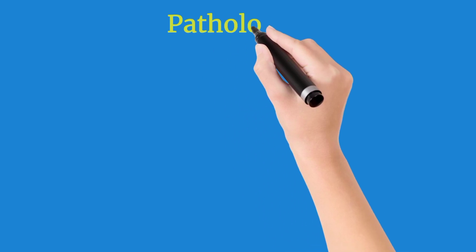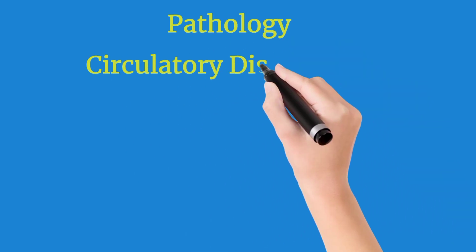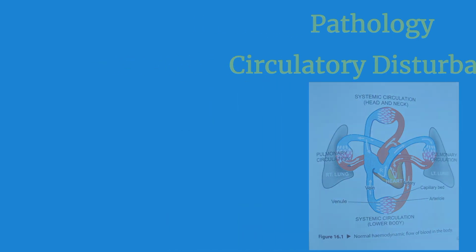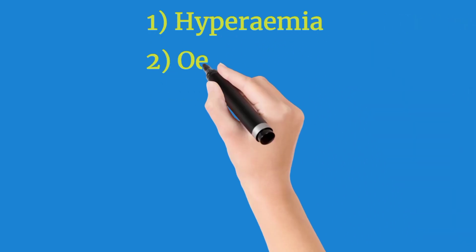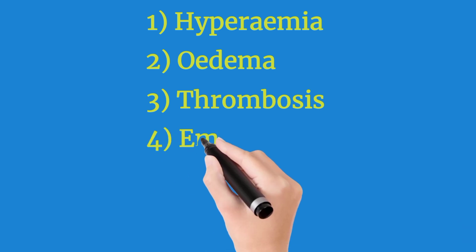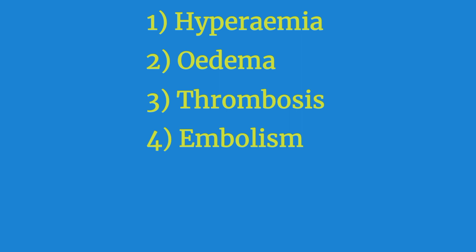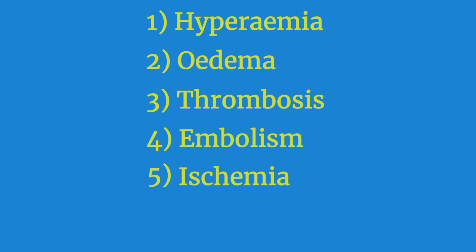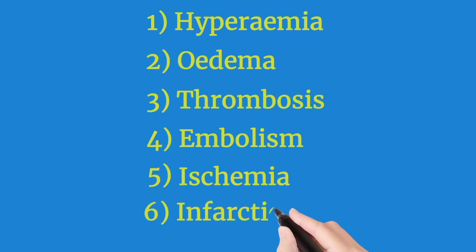Everyone, today we are going to study pathology and our topic is circulatory disturbances. Firstly, we will see what we will study inside this topic, the content of this topic. First one is hyperemia. Second, we will study edema. Thirdly, we will study thrombosis and then embolism and then ischemia and infarction. But today we are going to discuss hyperemia, and in later sessions we will discuss the other topics.